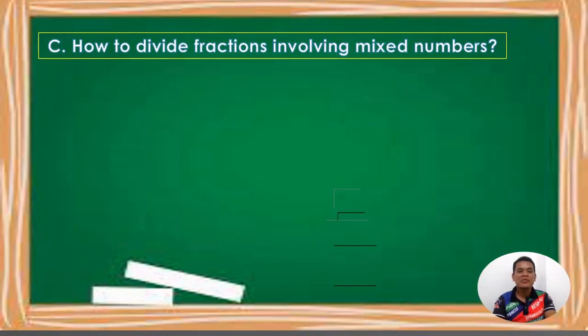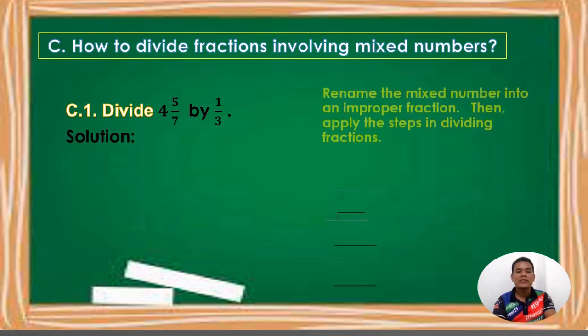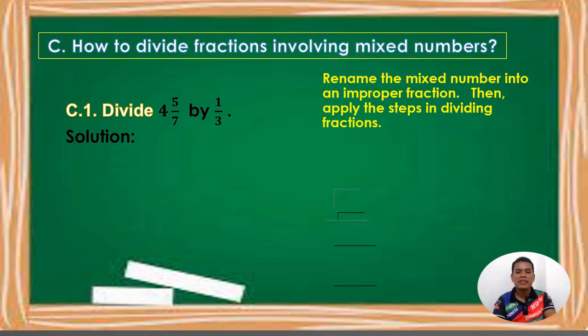And here we come to our third task, which is to divide fractions involving mixed numbers. Example, divide 4 and 5/7 by 1/3. Take note, we already have a mixed number here. And what is that? Our mixed number is 4 and 5/7. Can we divide it directly? The answer is no. We need to rename the mixed number into an improper fraction, then apply the steps in dividing fractions.